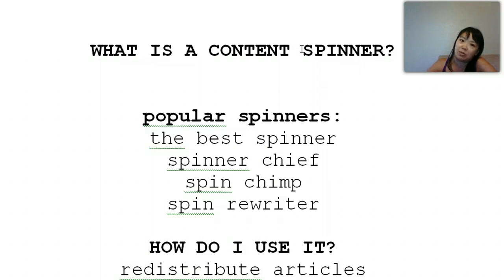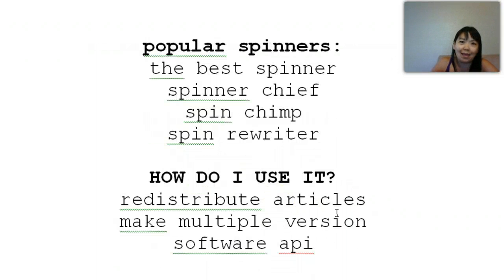Some of the popular content spinners are the Best Spinner, Spinner Chief, Spin Chimp, and Spin Rewriter. I have owned the Best Spinner, and I personally found it very difficult to use. I was always downloading updates to my computer, which took a lot of time, and there were a ton of screens, so I was really confused with it. I'm not trying to knock the Best Spinner, but for me, I really needed a lot more simplicity, and that is when I found Spin Rewriter. So we're going to do a quick review on why I like that one so much.